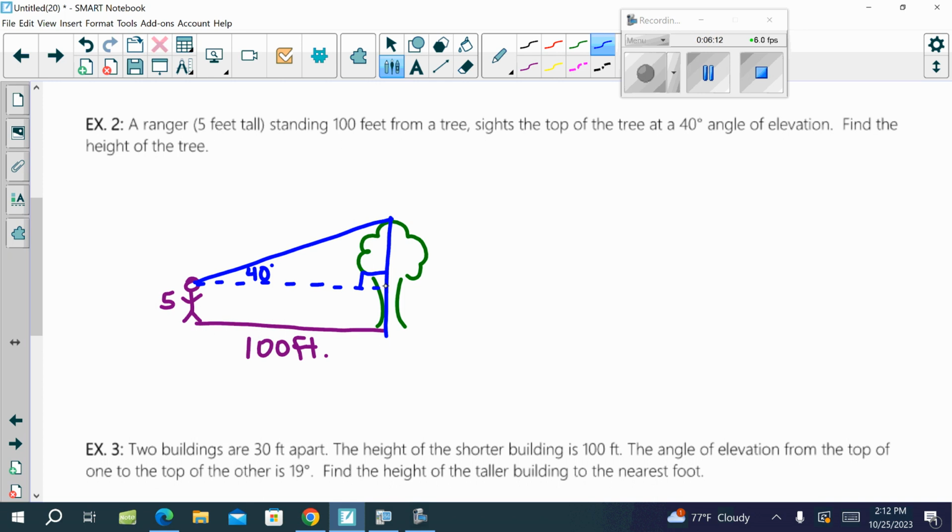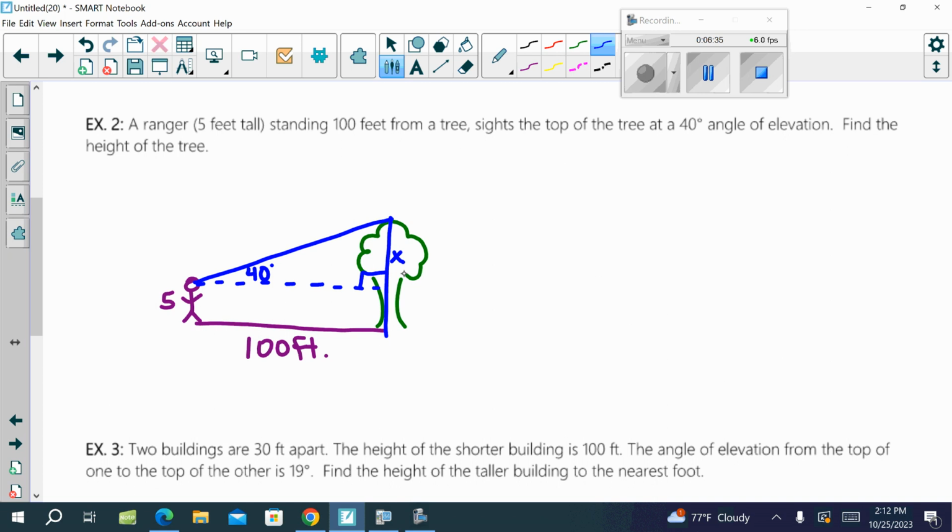There's a little trick to this one. Can anybody see what else we need to add? What do you think? An X, yeah? Where would the X go? The tree, but is X the entire height of the tree? No. Right, just the portion above his line of sight.